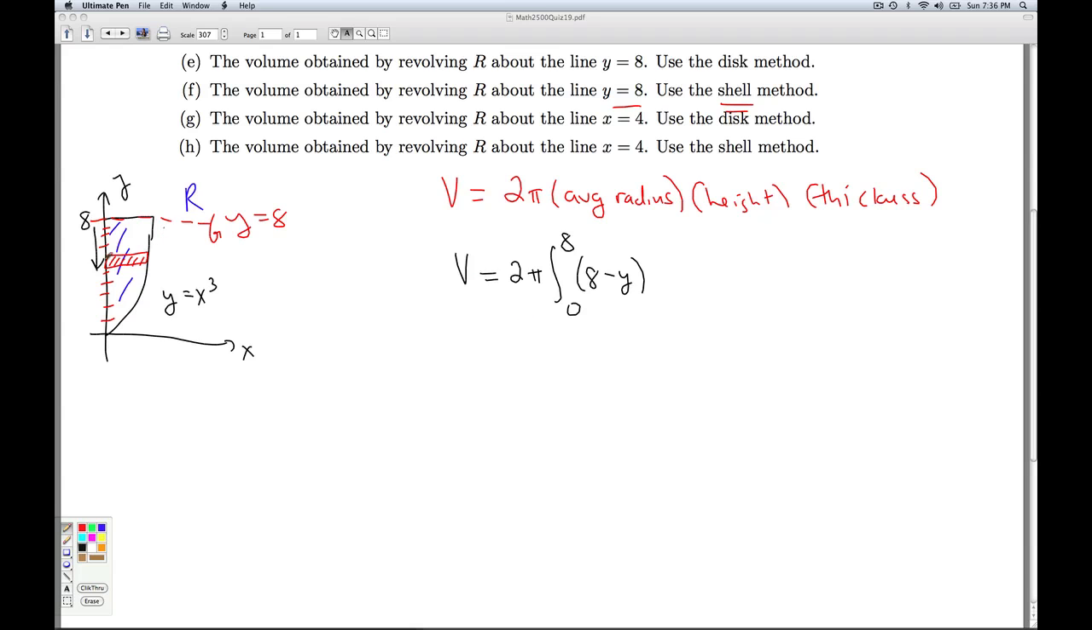The height is going to be the height of this representative rectangle, which, once again, we have to solve x in terms of y, which we've done before. That's cube root of y. And the thickness, as we mentioned, is dy. And once again, we would convert this to y to the 1/3, multiply it through before we would then attempt to integrate. That'll do it for part F.